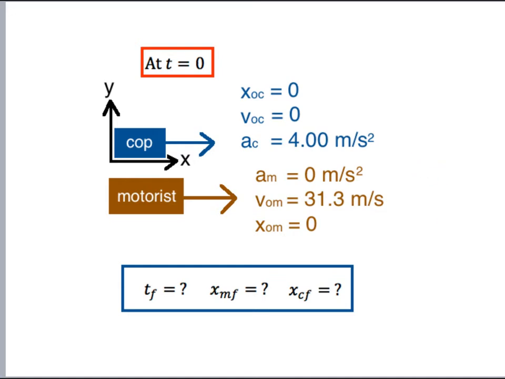So what don't we know? We don't know the final time. What does that mean, the final time? That's the time it takes for the cop to catch the motorist. We don't know the final position of either the motorist or the cop.